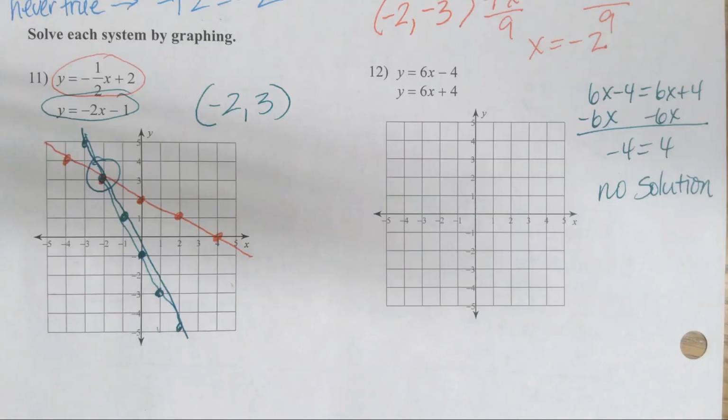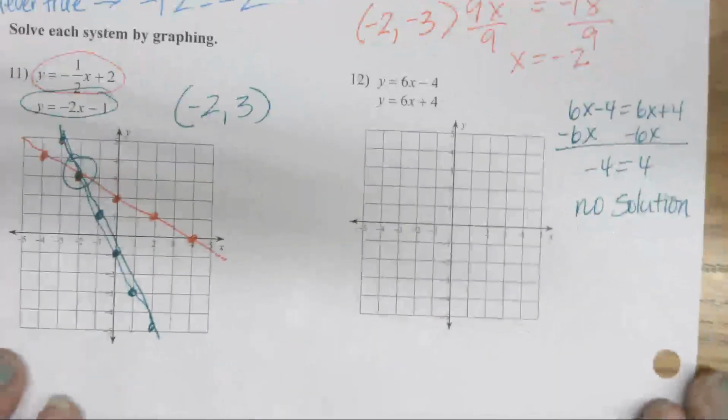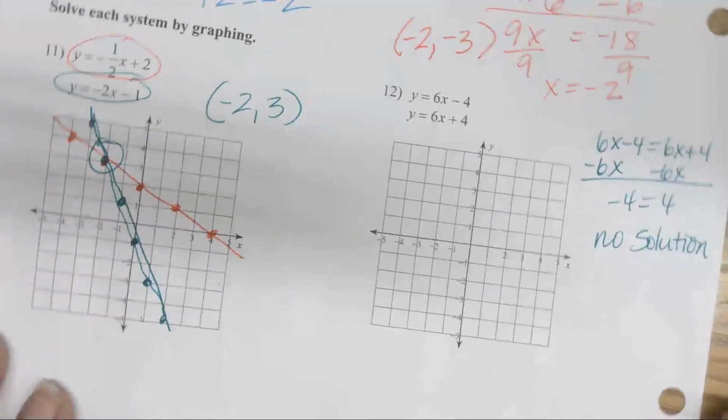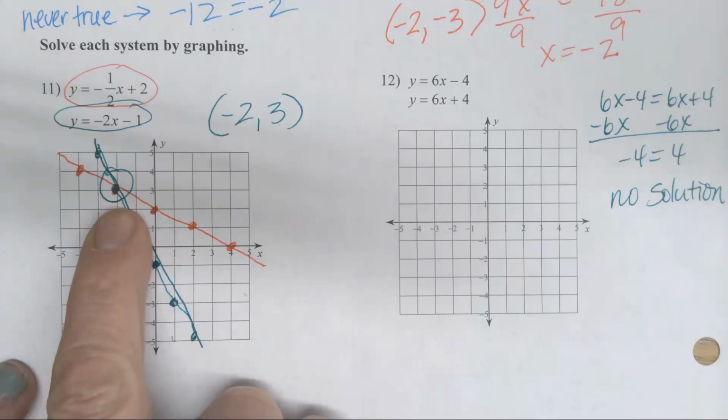I chose to graph the first one because of that fraction. So I started by going up 2 and then down 1, right 2, down 1, right 2, or up 1, left 2, up 1, left 2. Oops, it's still unfrozen, so you guys can't see. But here we go. Trying again. Graphed the first one because of the fraction. There we go. And I found that they crossed at negative 2, 3.